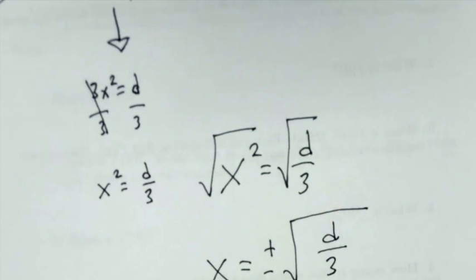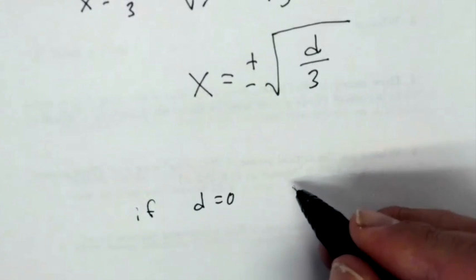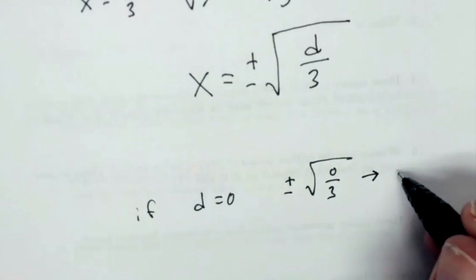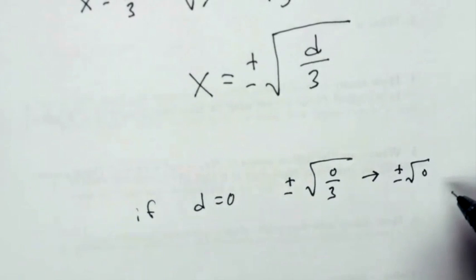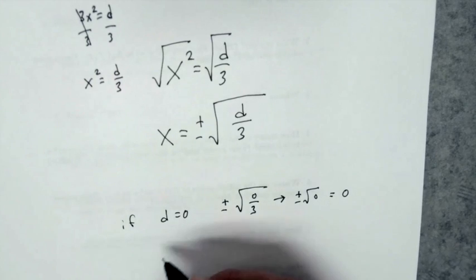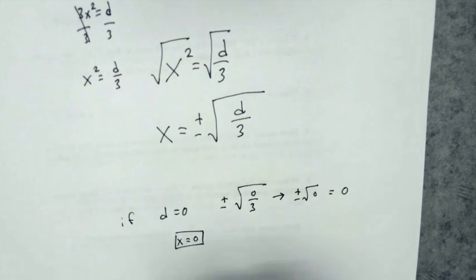Now, why might that go from having 2 answers to 1 answer to 0 answers, depending on the value of d? If d is 0, then this becomes plus or minus square root of 0 over 3. So that's just plus or minus square root of 0, which plus or minus 0 is 0. So there's only one solution then. There's one answer if d is equal to 0.